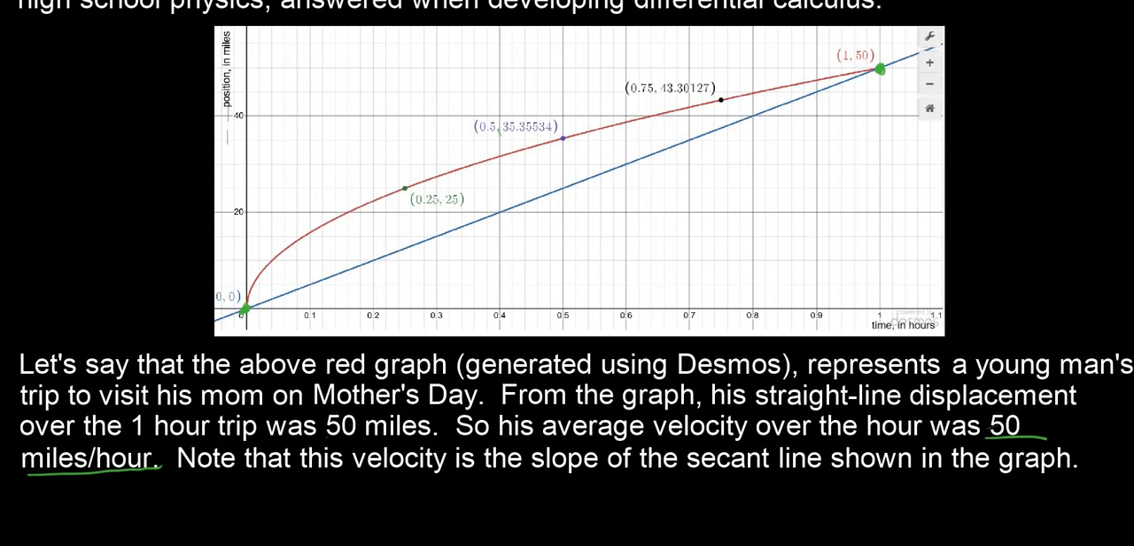One thing that we might also gather from the graph of his trip is that clearly his average velocity is not necessarily the same as the velocity at any moment in his trip. And we could see more specifically that as time goes by, it looks like he's slowing down.